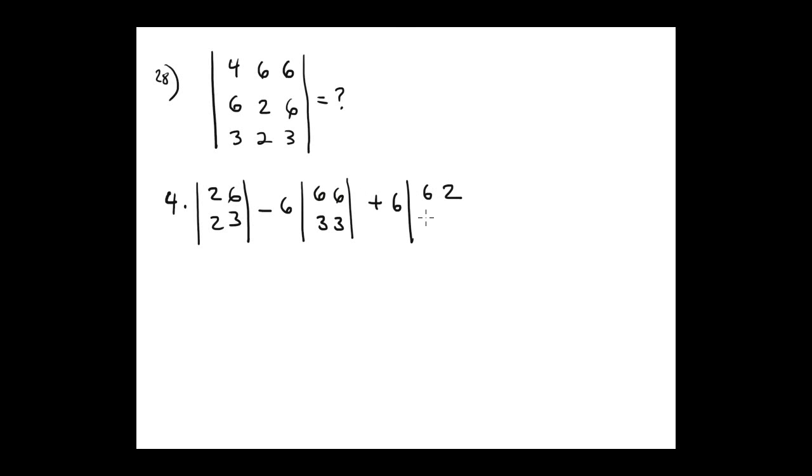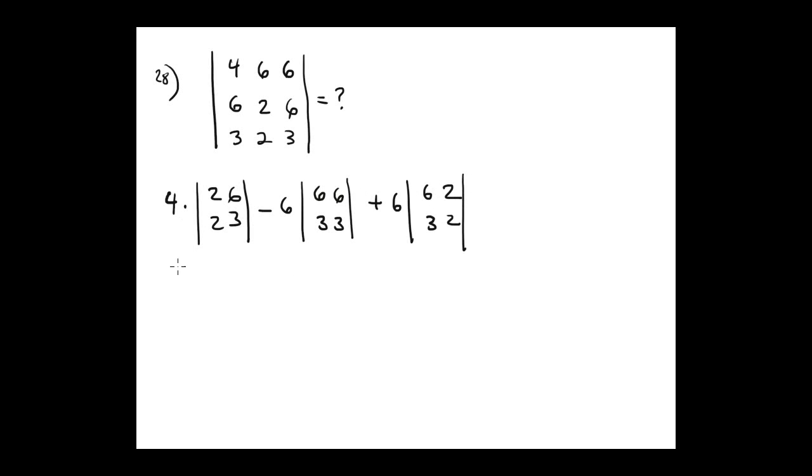Question 28 again is a 3 by 3 determinant, but in this case we have more practice. Let's do it directly. The first entry is 4, multiplied by the determinant formed by 2, 6, 2, 3. Okay, it's the cofactor here. Minus 6, that's the second entry, with the determinant formed by 6, 6, 3, 3. Plus 6 by the cofactor formed by 6, 2, 3, 2.